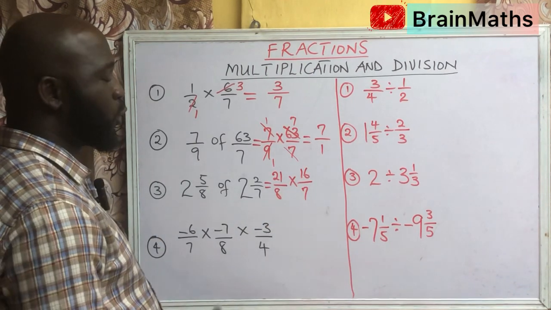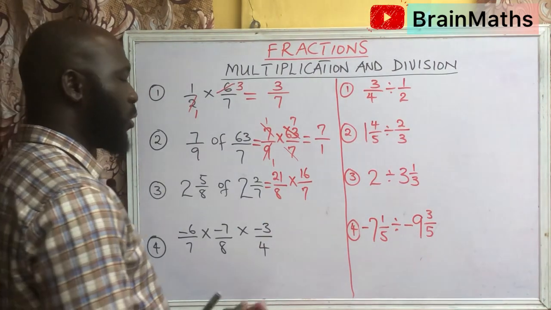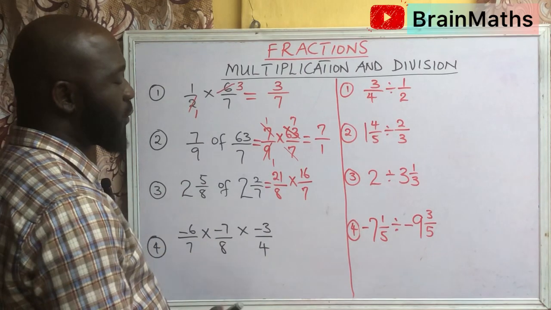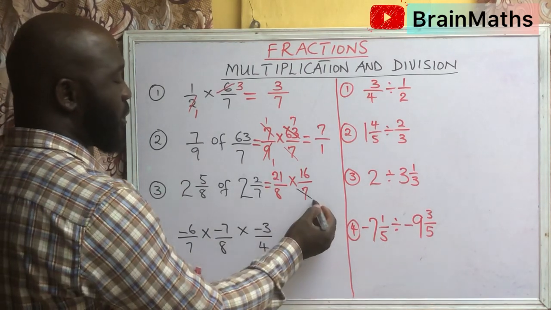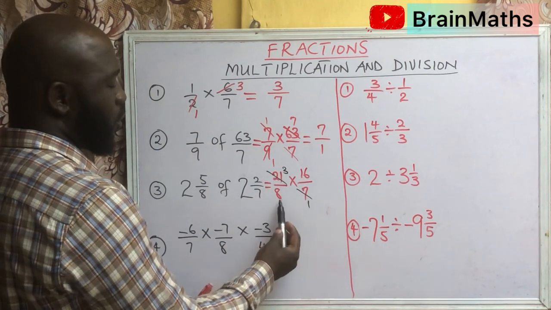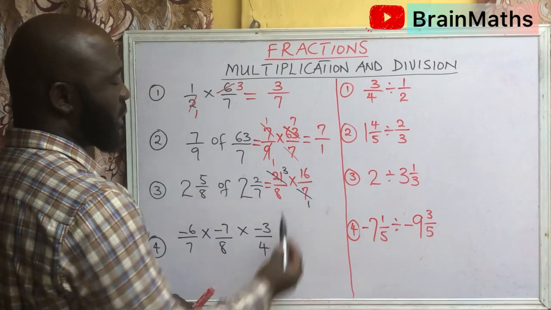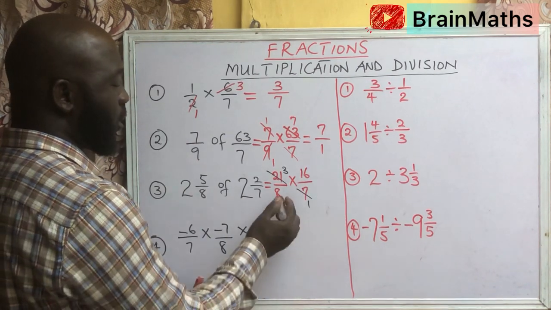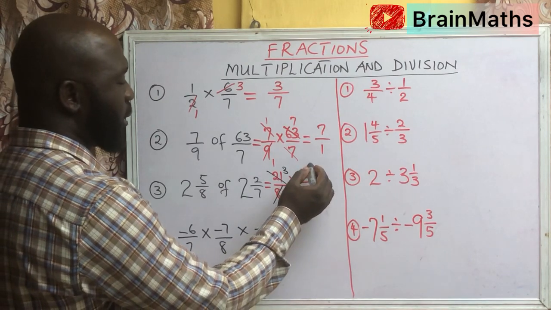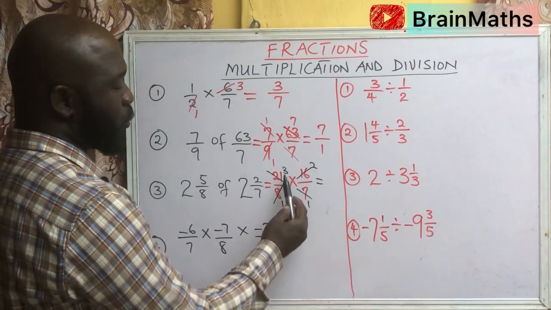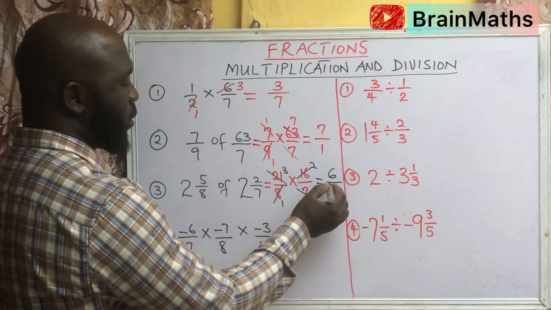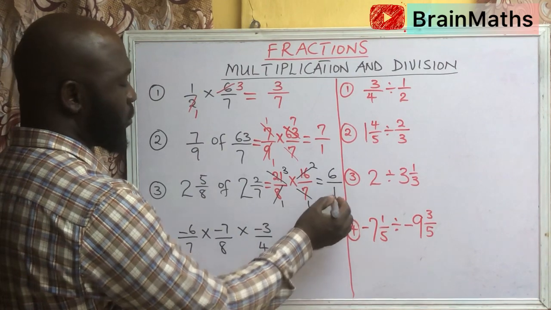Then we look out for which one can cut which one. So looking out for that, you'll see that 7 and 21 have 7 in common. So how many 7 in 7? 1. 7 in 21, 3. Also 8 and 16 have 8 in common. So we take 8 in 8, 1, and 8 in 16, 2. So we are left with 3 times 2 in the numerator part, and that is going to give us 6 over 1 times 1, 1.